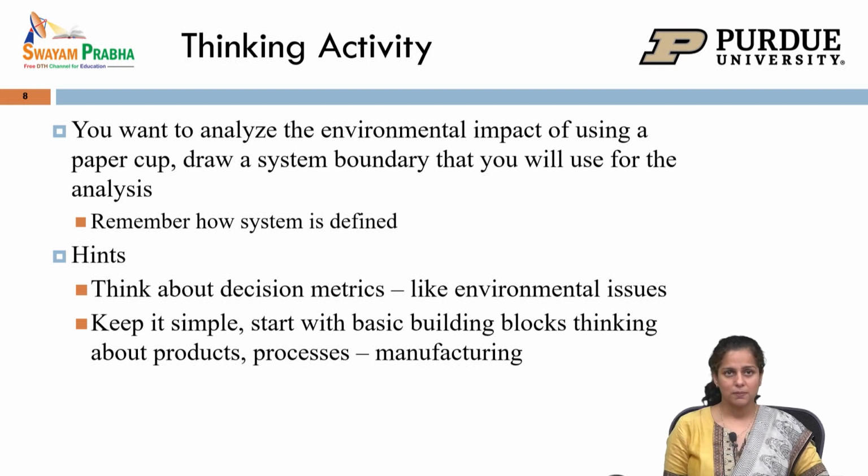So, here you have to think about a decision matrix like the environmental issue. You can think about what kind of environmental impact you are more interested in. It could be the emissions, it could be the water usage in paper cup manufacturing, or it could be just the disposal. So, while you are doing this activity, keep it simple. Start with the basic building blocks, thinking about products, processes and manufacturing. And if you are very new to this kind of thinking and you do not know what actually happens in paper cup manufacturing, you do not need to worry. Just think about different stages of the life cycle and draw this system boundary.